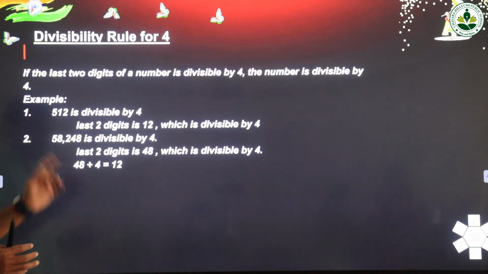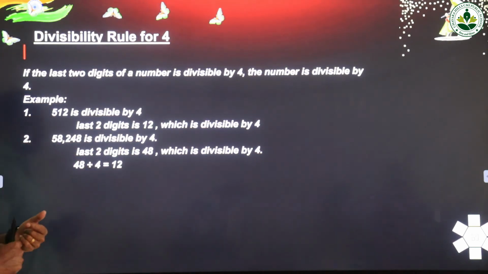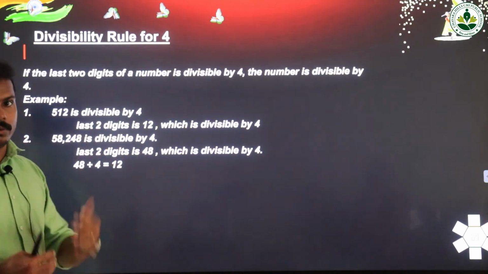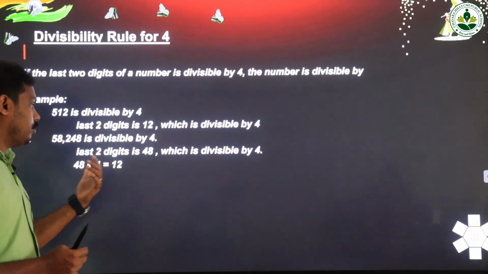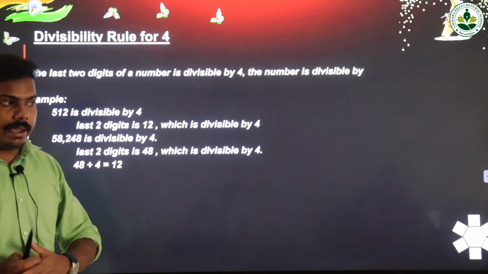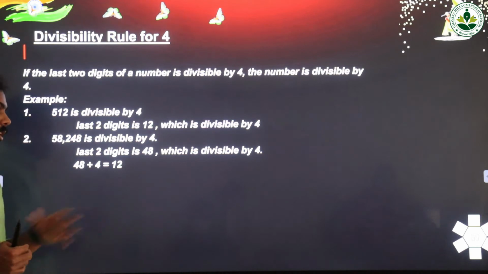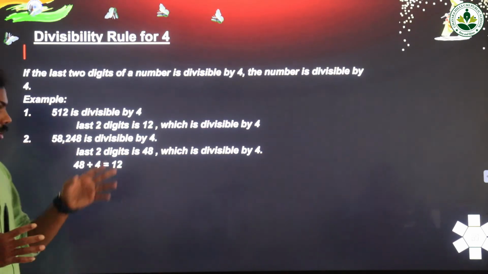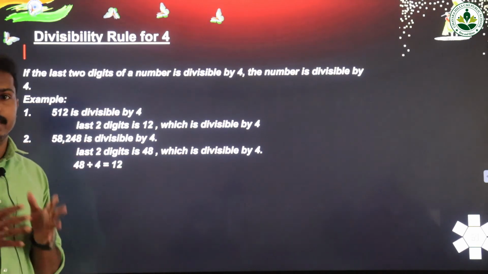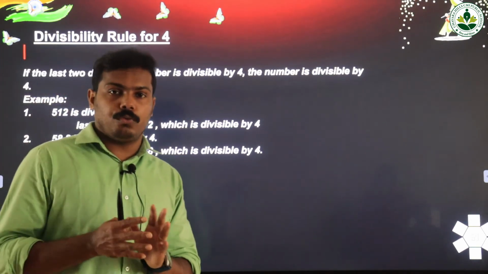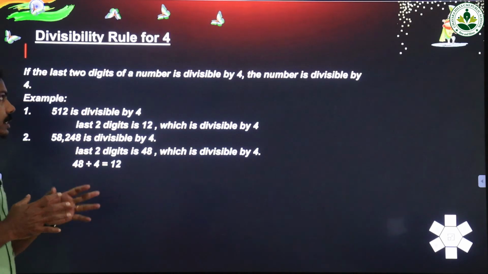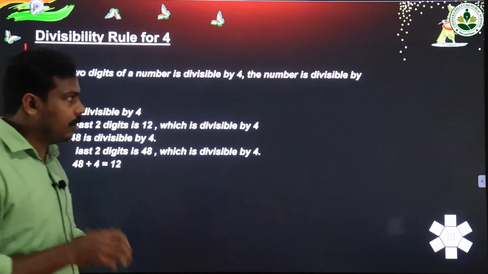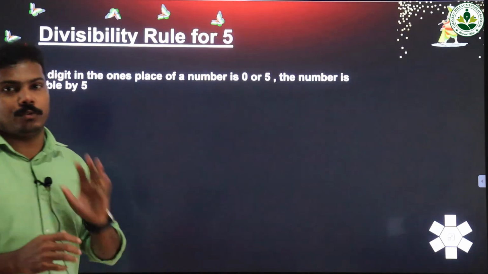Is 58,248 divisible by 4 or not? The last two digits are 48. We can divide 48 by 4. Yes, that is 12. If we divide 48 by 4, we get 12. The remainder is 0. So it is divisible by 4. So this bigger number, the large number, is divisible by 4. The divisibility rule for 4 is, if the last two digits of a number are divisible by 4, then the number is divisible by 4. Next is the divisibility rule for 5.